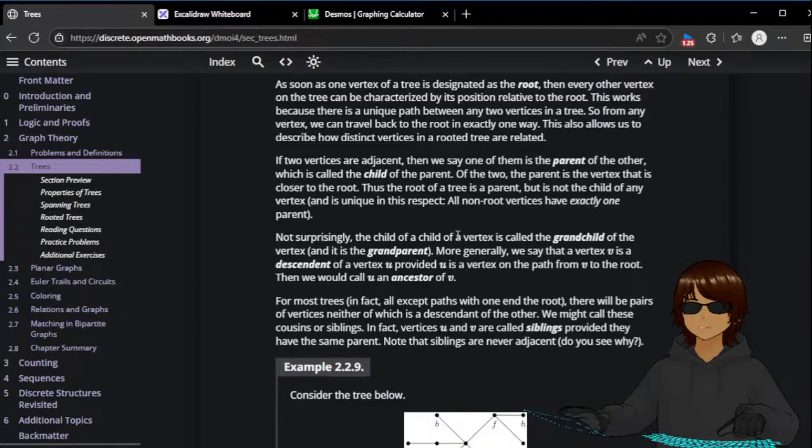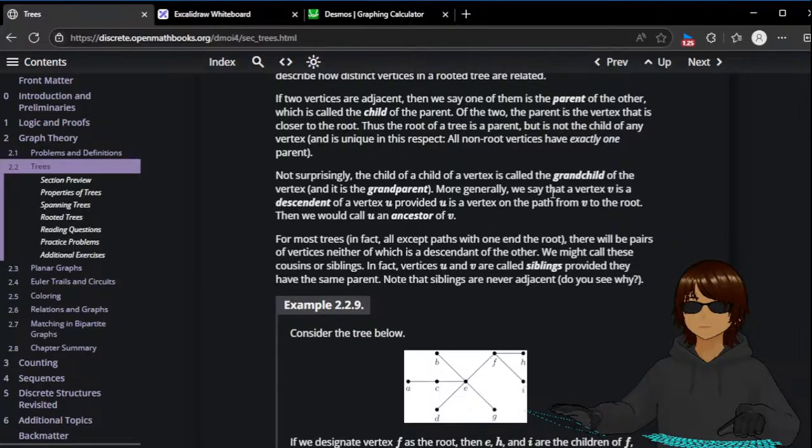Not surprisingly, the child of a child of a vertex is called the grandchild of the vertex. We say that a vertex V is a descendant of a vertex U provided U is a vertex on the path from V to the root. Then we would call U an ancestor of V. Okay, I see.